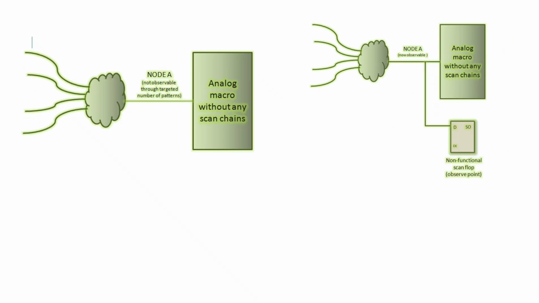Now in this scenario, my node is not observable because the combo logic is hitting an analog macro, and since this is not digital logic, the faults or node are not observable. To make this observable, we need to add some digital logic so that the data or status of this logic is propagated. For that we are adding one non-functional flop so that this data or status is captured and propagated to the primary output, which is observability.